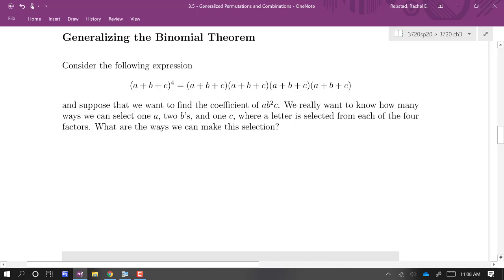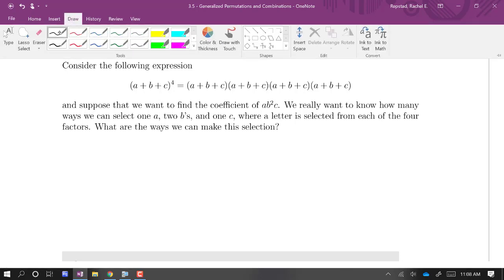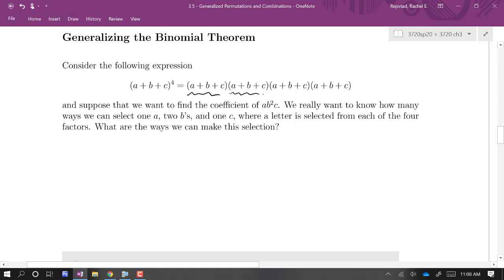When we multiply this out, if I were to think about distributing all 4 of these across each other, basically what I do is I take from each factor, I figure out which of the 3 terms, is it this one, or this one? Am I going to pick an A from this one, and then a B from this one, and a B from this one, and a C from that one? I'm just trying to figure out which term do I pick from each of these factors?